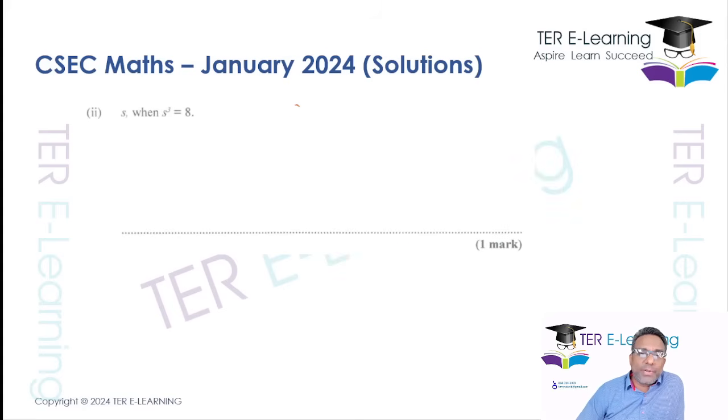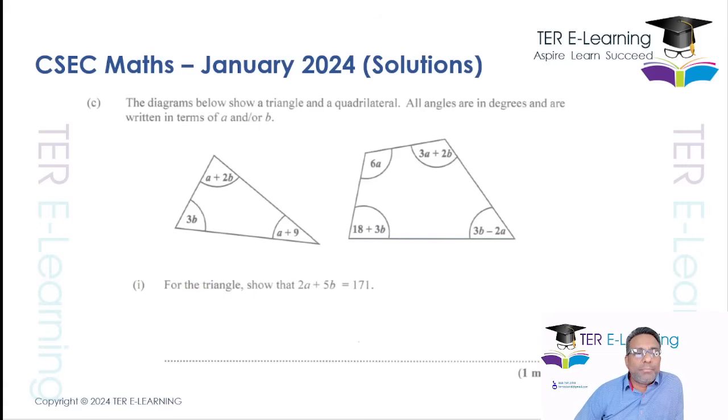This next one, we have s cubed is equal to 8. Now, 8 could be written as 2 cubed. Therefore, s is actually equal to 2. 1 mark for that. Part C.